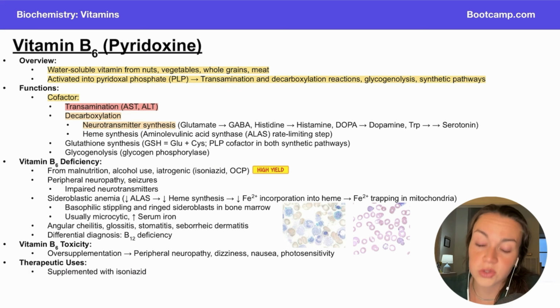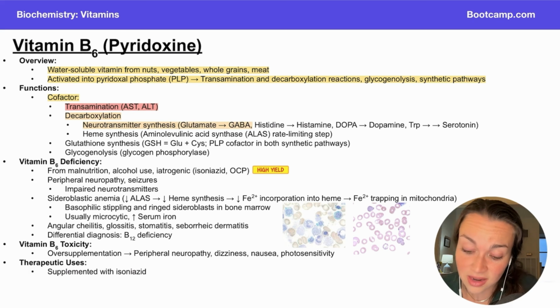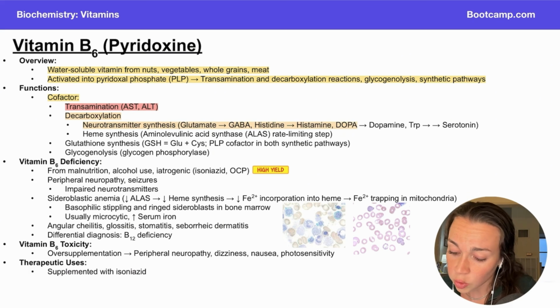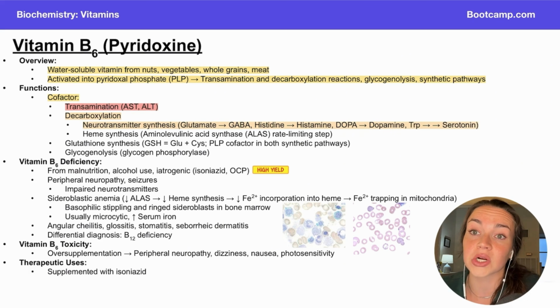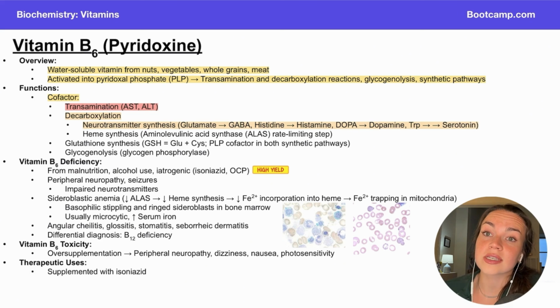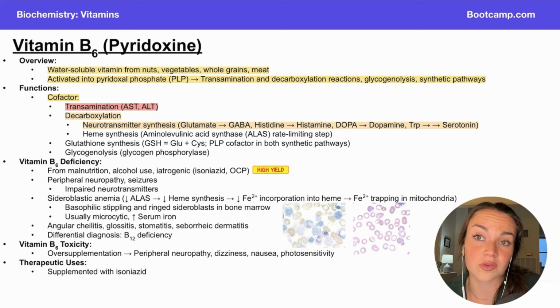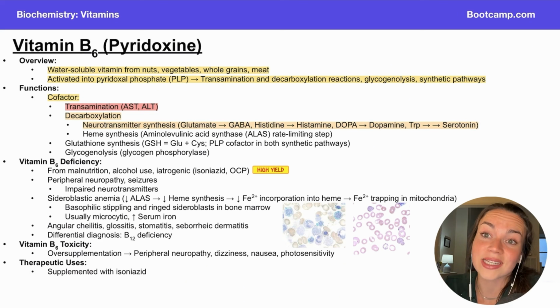So the synthesis of glutamate, the synthesis of GABA, the synthesis of histamine from histidine is another example of vitamin B6. Dopa to dopamine and tryptophan to serotonin are all neurotransmitter synthetic reactions that require vitamin B6, specifically because it is facilitating a decarboxylation reaction, right? All those decarboxylase enzymes like dopa decarboxylase that we've been talking about.